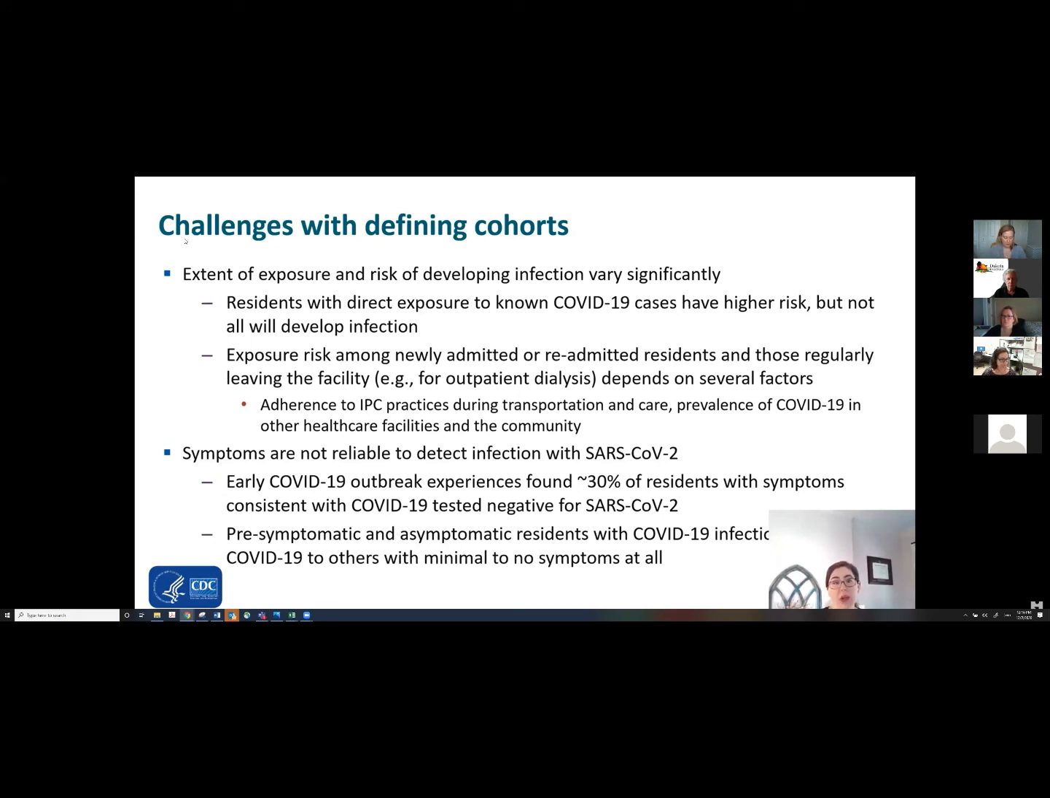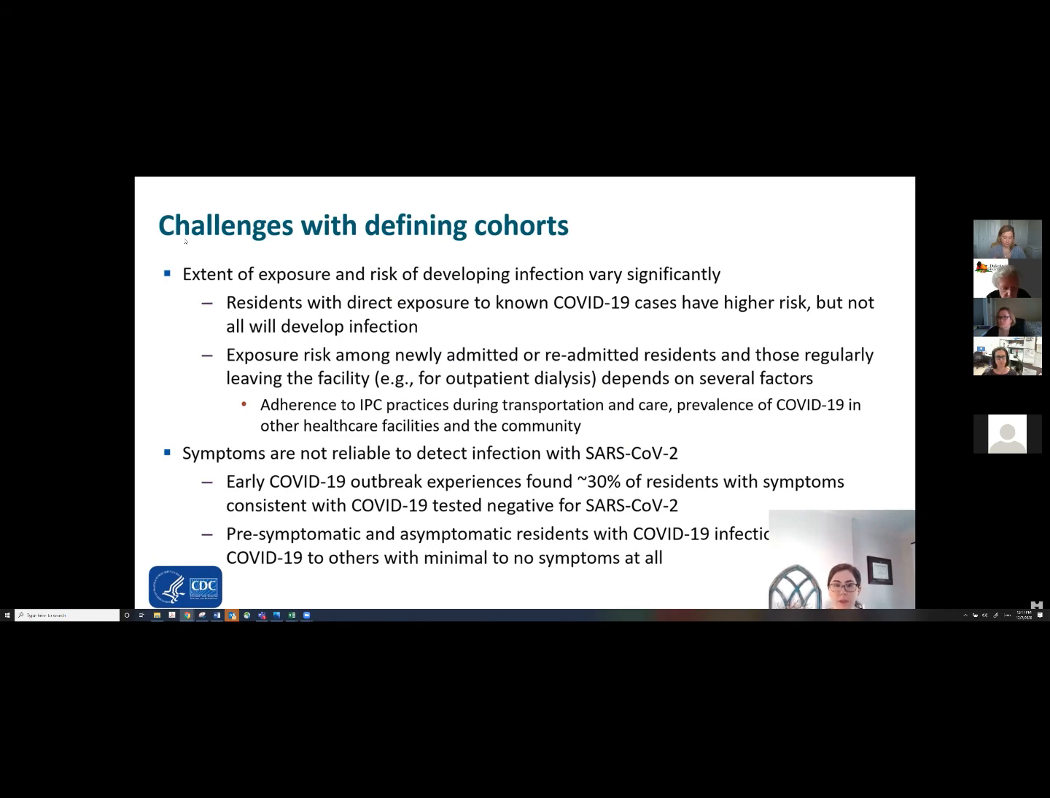have SARS-CoV-2. We know that symptoms are not always a reliable way to detect SARS-CoV-2. So early in the COVID-19 outbreak, we found that about 30% of residents who had symptoms that were consistent with COVID-19 actually went on to test negative for SARS-CoV-2. And then we've also seen the opposite, where asymptomatic residents or residents who were pre-symptomatic, they have no symptoms now, but in a couple of days go on to develop symptoms. We've seen those individuals actually having COVID-19. And there's the potential for those individuals to then spread the SARS-CoV-2 virus.